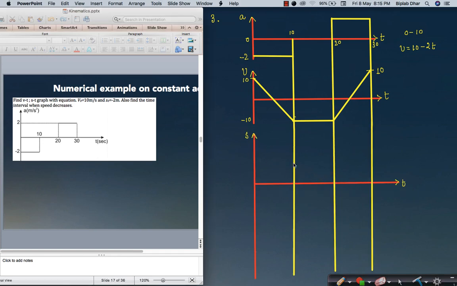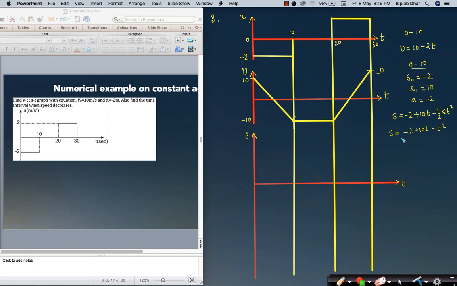Now let us try to plot the position-time function. From t equal to 0 to 10 seconds, the initial position is given as minus 2, the initial velocity u1 will be plus 10, and acceleration is given as minus 2. So my equation for position will be s equal to s naught plus ut plus half a t square. That equation becomes s equal to minus 2 plus 10t minus t square. As you can see, it is a parabolic equation.